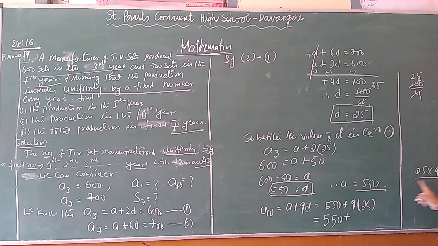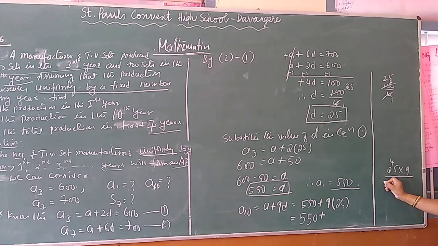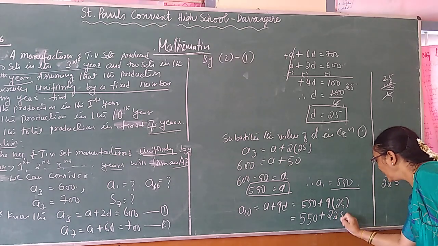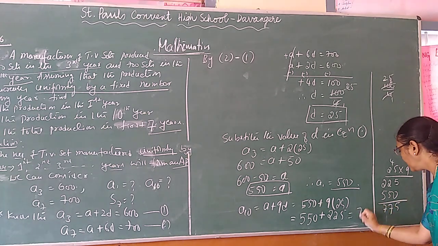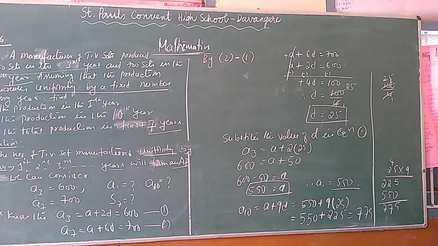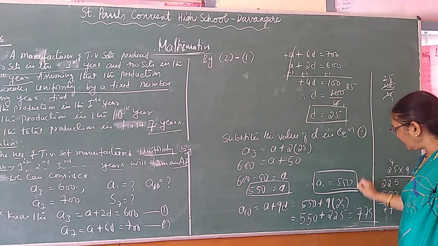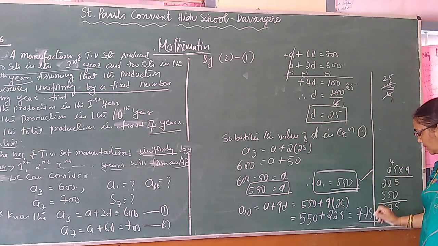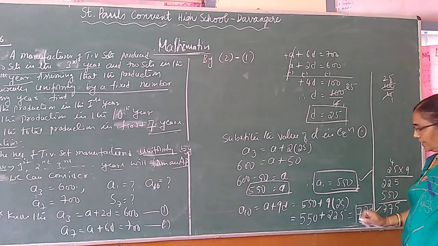We should not go wrong, thus I am taking the rough column. So 9 5s are 45, carry 4, 9 2s are 18, 18 plus 4 is 22. So take 225. So add 550 plus 225. So that is equal to 775. So this is the production of 10th year and this is the production of first year. Hope you have followed the production of first year and the 10th year.